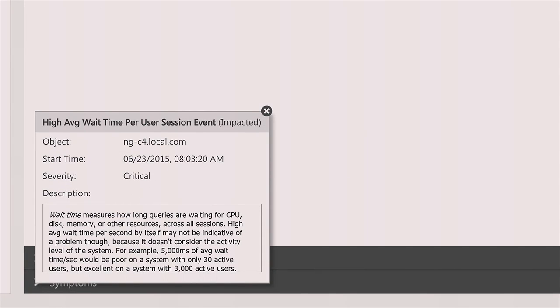what you'll see coming into Scios IQ then is all of the information that you would normally get out of SQL Sentry. So you get what happened, in this case, high average wait time per user session event. You get when it happened, the object that it happened on, and you also get our full description out of SQL Sentry as to what that entails.